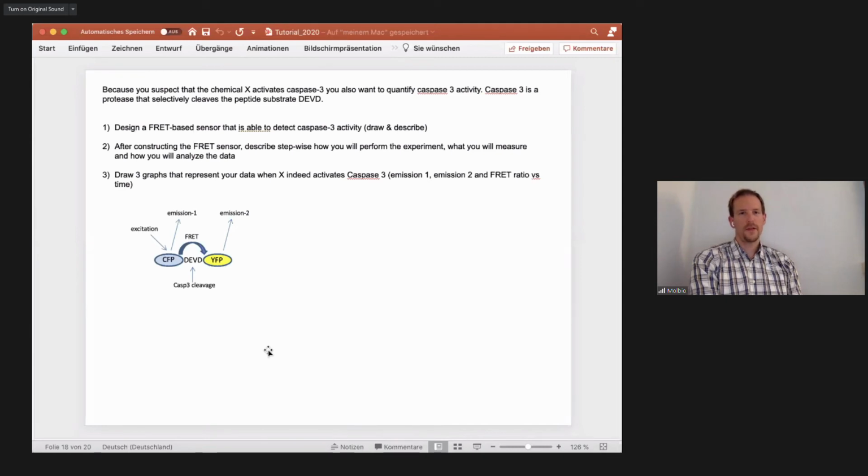So now, if you add chemical X, it activates caspase 3. So caspase 3 was not active before. Beforehand, the link was still intact. Now you add chemical X, so it will activate caspase 3, and then it's going to cut. So what's going to happen with the fluorescence?